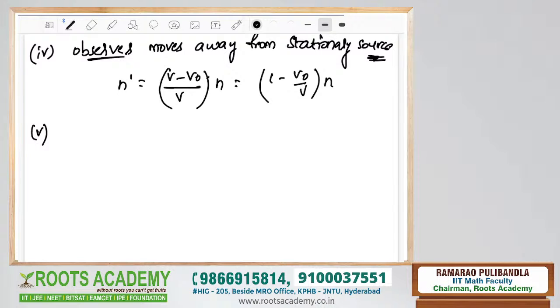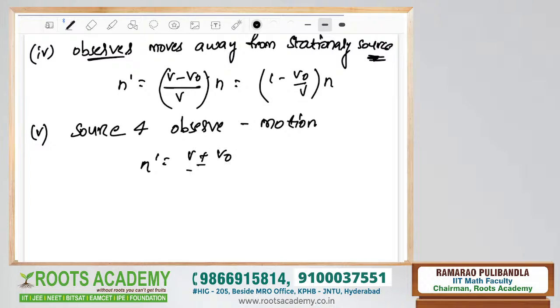So in that case we have shown the 4 cases. Now what if the source and the observer are both in motion? If they both are in motion, then what would be the frequency? Then apparent frequency is said to be (v plus or minus v naught) divided by (v plus or minus vs), into n. If approaching, we'll use this plus symbol.